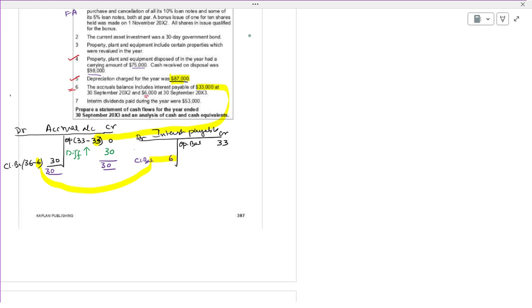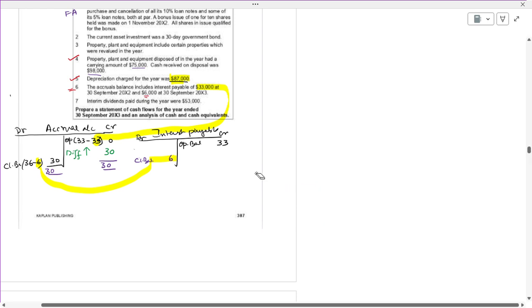If liability increases, what will happen to cash? Cash will increase. Rule 1, 2, 3, 4. If liability increases, cash will increase. Write it down on a separate paper. If you have yellow sheets, write the rules on the yellow sheets.